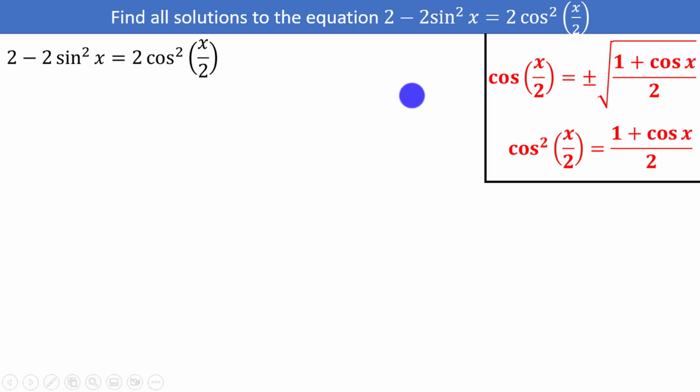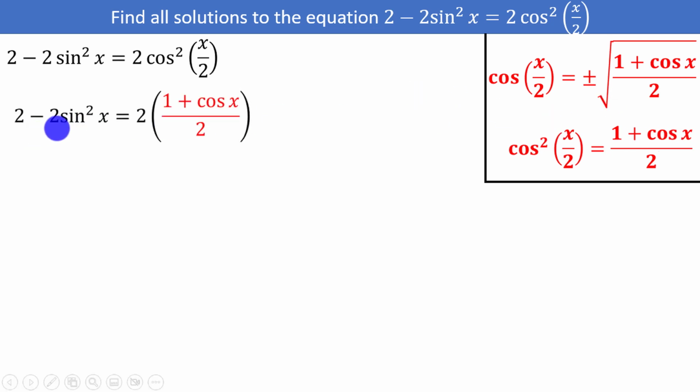So let's substitute this into our problem. We have 2 minus 2 sine squared of x is equal to 2 times cosine squared of x over 2, which is just 1 plus cosine of x over 2. The 2's will cancel, and we will be left with 2 minus 2 sine squared of x is equal to 1 plus cosine of x.